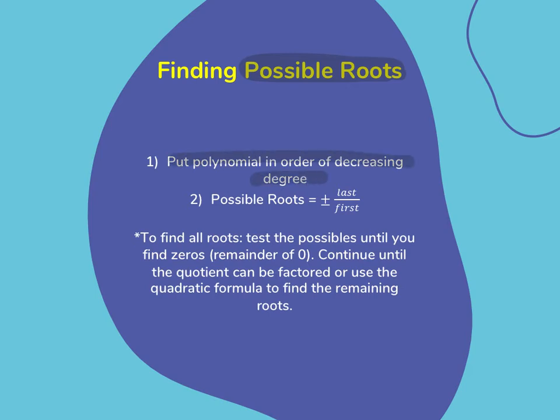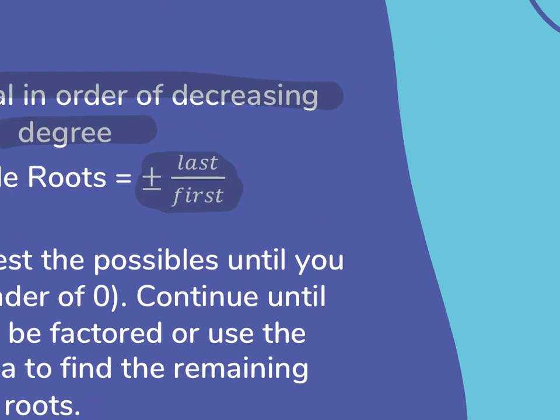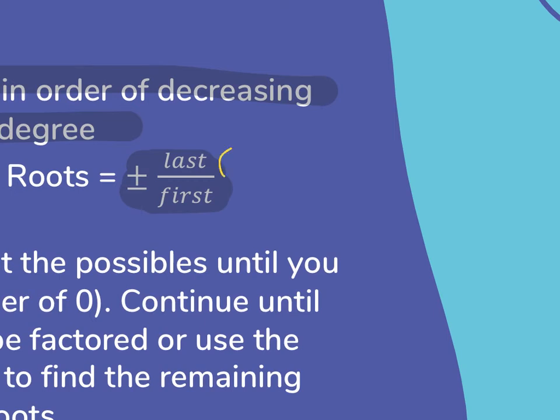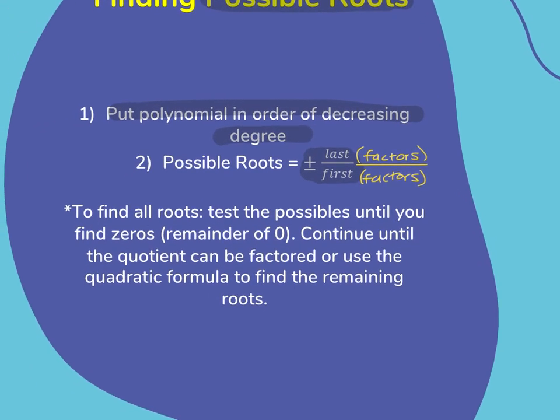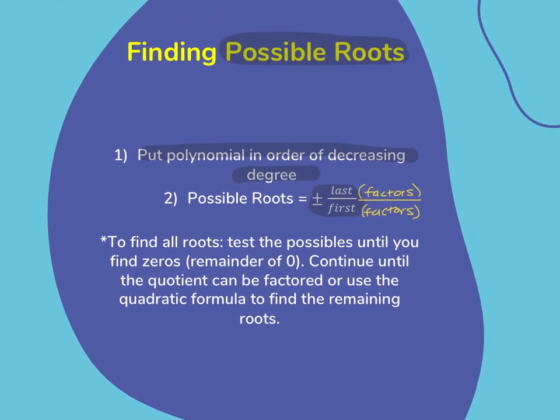And then we do plus and minus all the factors of the last over the factors of the first. So we say last and first, but really it's factors of the last over factors of the first. We're going to take the number that's all the way at the end, which is going to be your constant. We're going to find all the factors of it. And then we're going to take the number all the way at the front, which is the leading coefficient on the highest degree. And we're going to find all the factors of it. And we're going to put all the factors of the last one over all the factors of the first one. And what we do here is we build a bank of possible roots. Now, not all of those roots are going to work, but some of them should work.